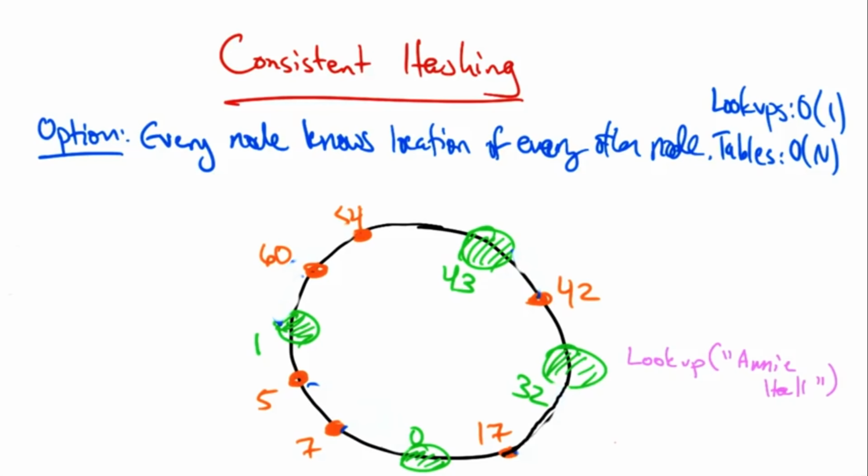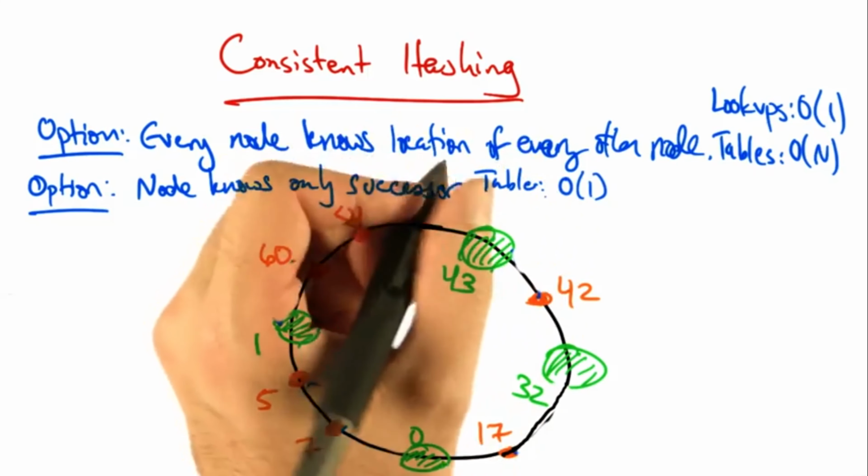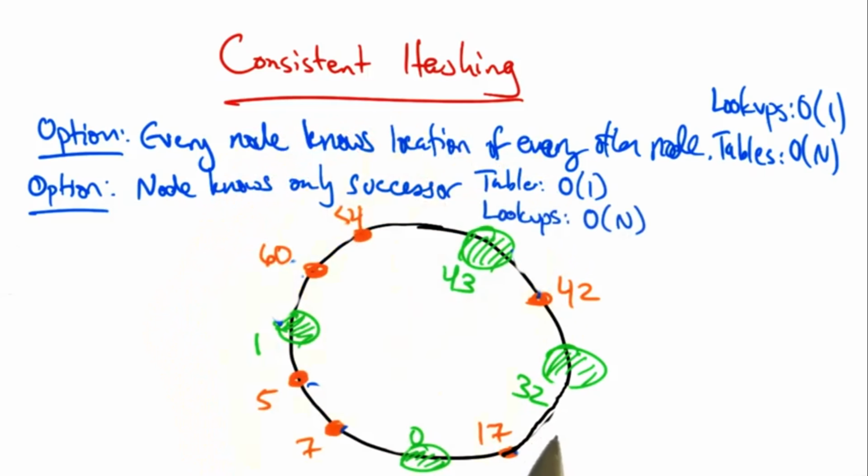So for example, if node 32 wanted to look up the location of Annie Hall, that value might hash to 60. And if every node maintained a routing table entry for every other node, 32 would know that the key corresponding to ID 60 was located at node 1. So the lookup would be order 1, but the table would be order n. Another option is that each node only knows the location of its immediate successor in the ring. So for example, node 32 would know the location of node 43, but of no other node. This results in a small table of size order 1, but locating the content, as before, would require order n lookups.